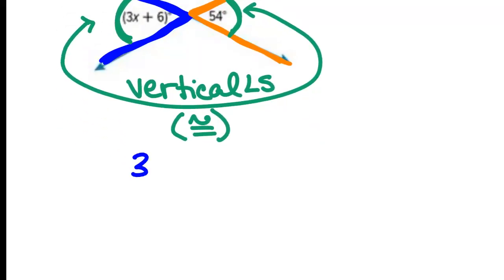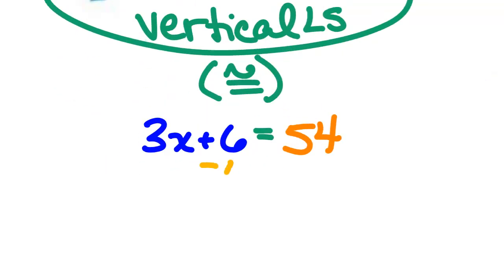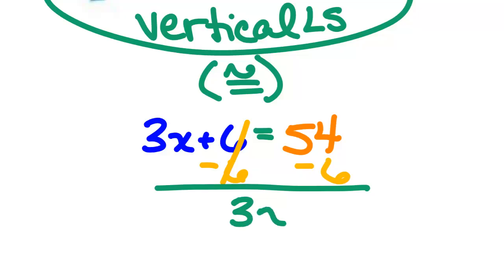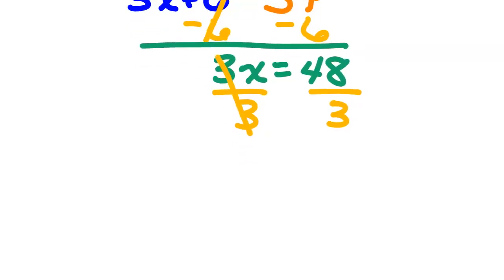So I can take 3x plus 6 and set it equal to 54. Then I minus 6 from both sides. I get 3x is 48. Divide both sides by 3. And we get 16, absolutely correct.